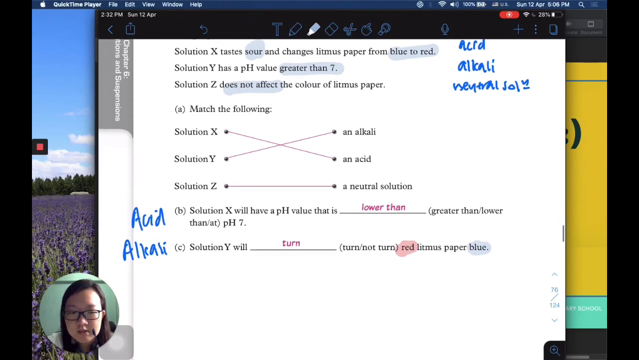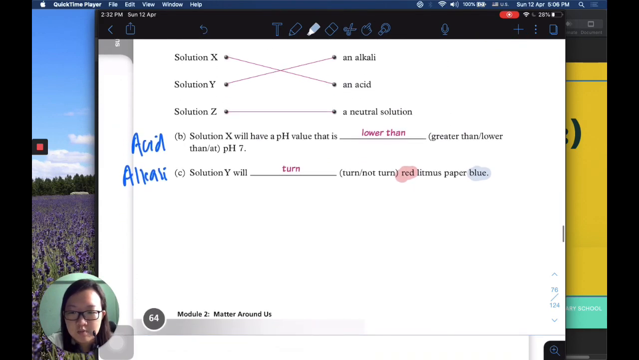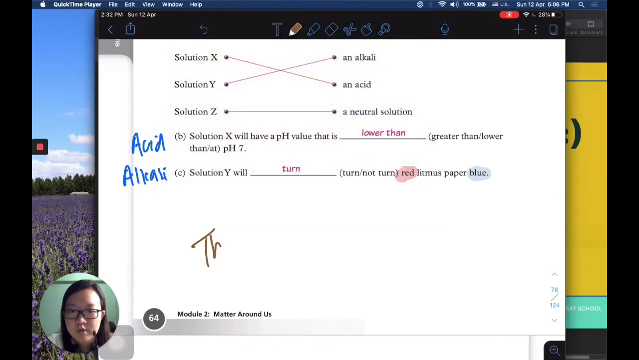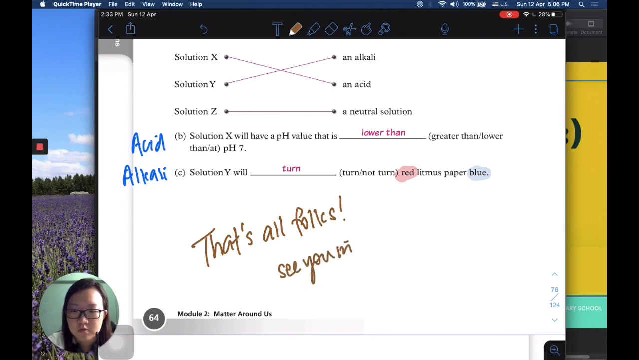Okay, that's pretty much it. We have come to the end of the corrections. Now let me just change to brown color and tell you that that's all, folks. We are done with this part of going through the answers for the workbook for chapters 6 and 7.